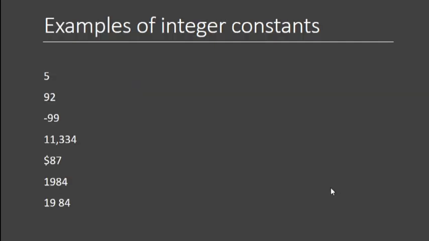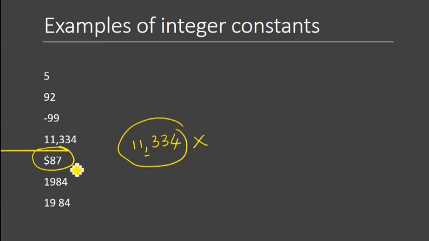Examples of integer constants, right? So here 5 is an integer constant, okay. 92 is also an integer constant. 99 with a minus sign is also a valid integer constant. So 11,334, right? Special characters are not allowed, so this is not a valid integer constant. And the number starting with a dollar is also not a valid integer constant. This one is a valid integer constant, and here some gap is there, so it is not a valid integer constant.